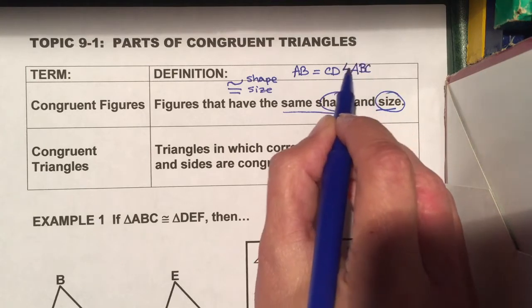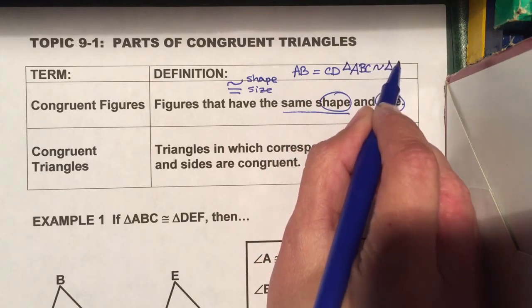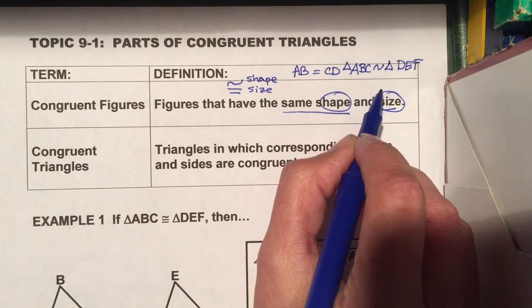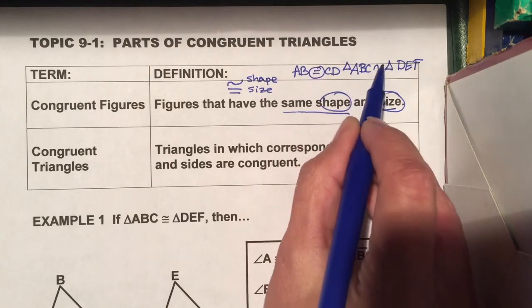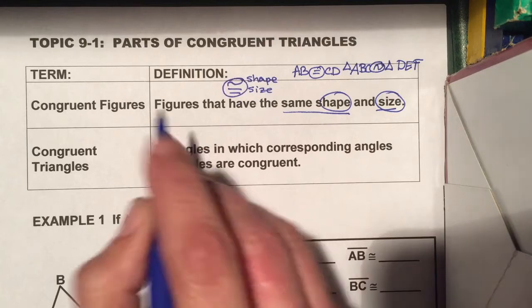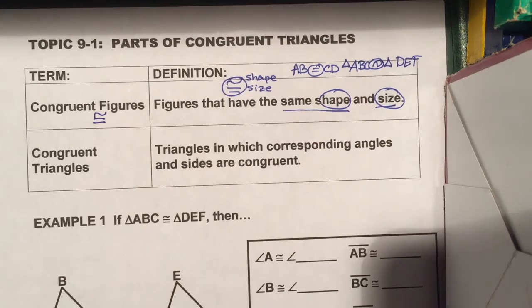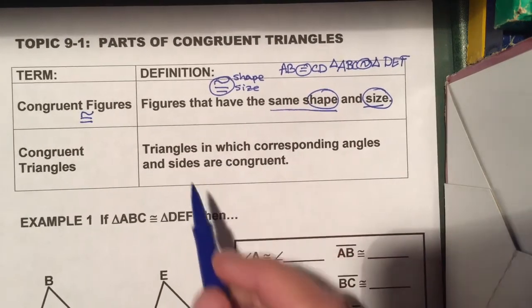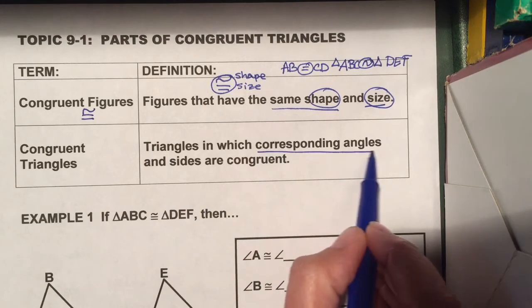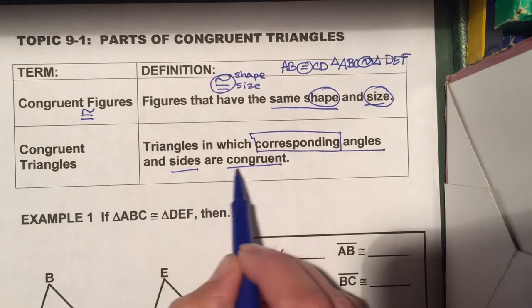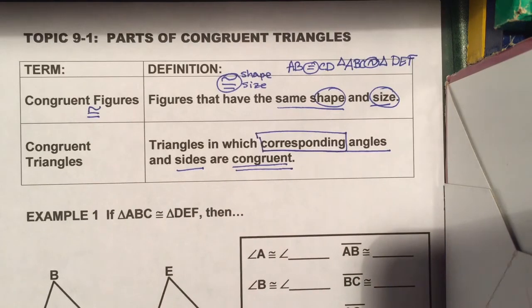But if I said triangle ABC is similar to DEF, that's saying that they are the same shape. So size, shape, both. For congruence, you have the equal sign with the similarity sign above it. Congruent triangles are triangles in which the corresponding angles, and that's a big word there, corresponding angles, and sides are congruent. So we're going to be looking at different triangles and matching up the sides and the angles of those triangles so we can determine the congruences.